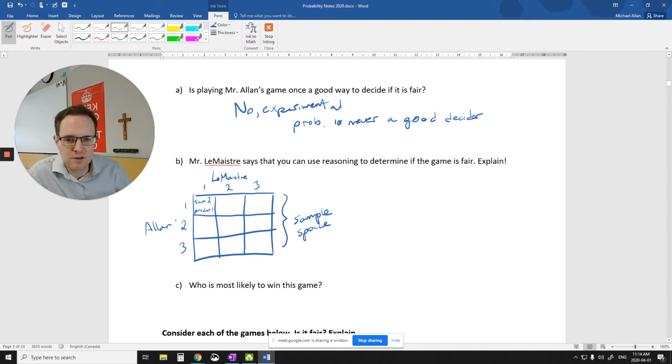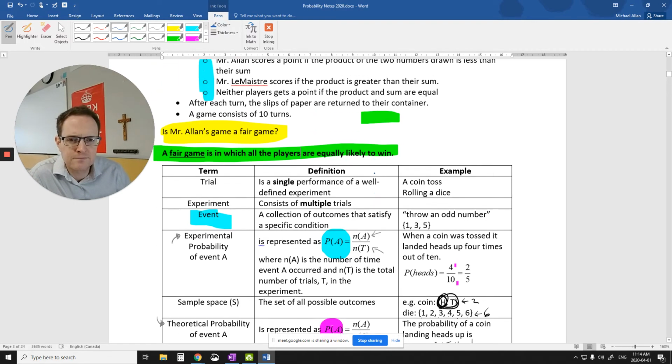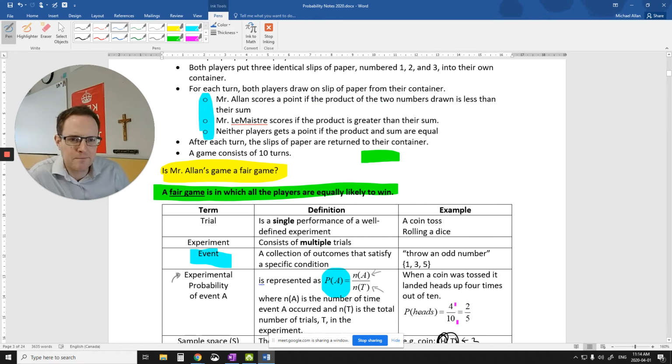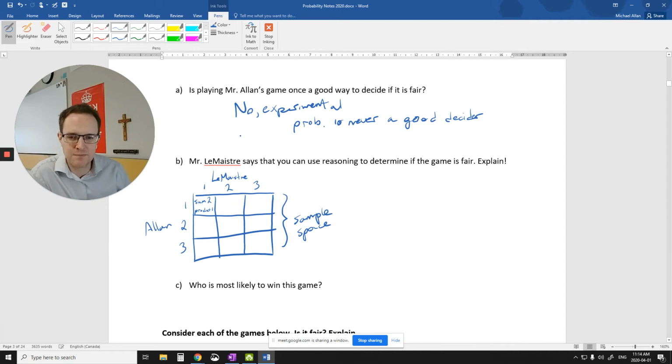So if I go back to my rules, I win a game if the product is less than the sum. So you could also just say the sum is greater than. So I'll win the game in this situation because the product is less than the sum. So I'm going to highlight all the times I win with the yellow here. Okay? So is the sum greater? So let's look at this next one here.